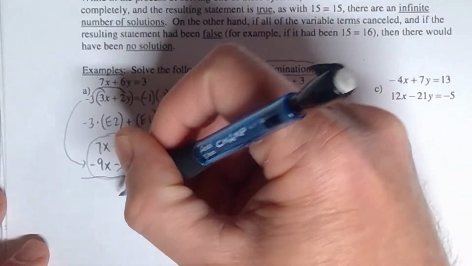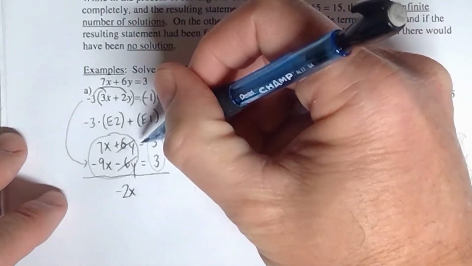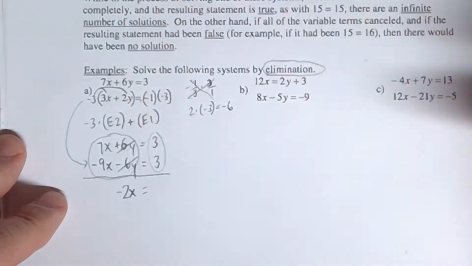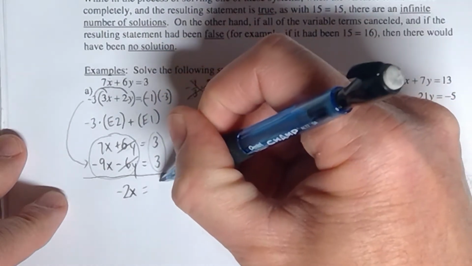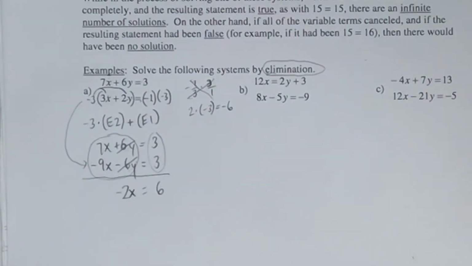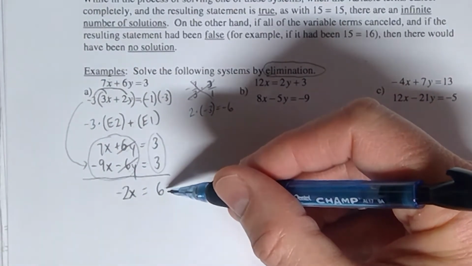These combine together to be negative 2x, though, don't they? So I'll bring that down. Bring the equal sign straight down. And then add together the right-hand sides. 3 plus 3 is 6. And so what this does, just like in the last section, you guys, what it does is it creates an equation with only one variable in it.